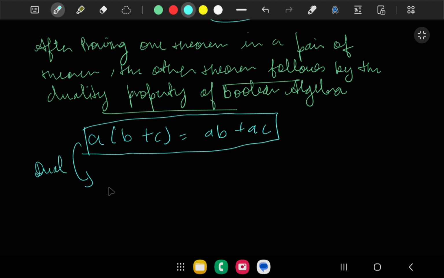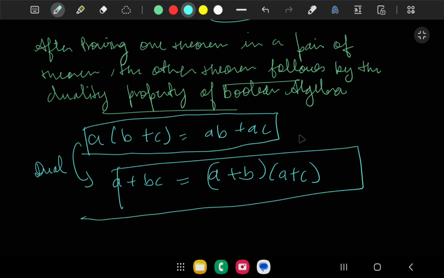How? What is the dual? A plus bc. What is the dual of this? A plus b, a plus c. So if you prove this theorem, then automatically this theorem will be proven by the property of duals. So let us simplify one thing. F equals x bar y z plus x bar y z bar plus x z.